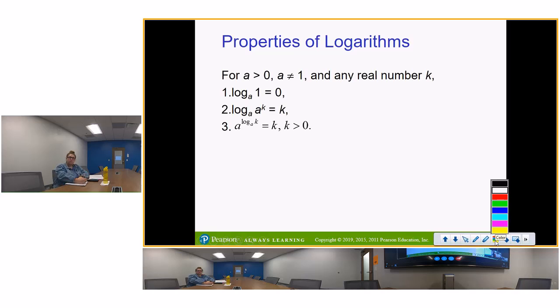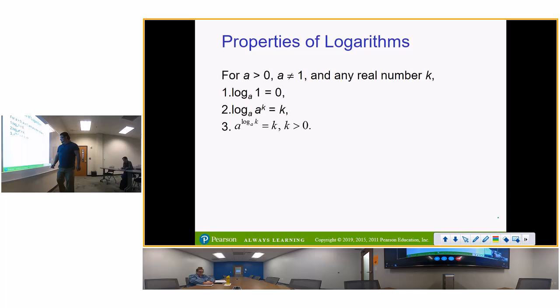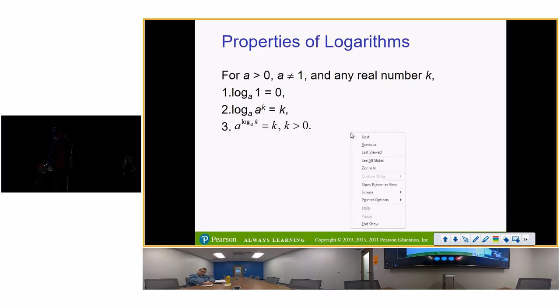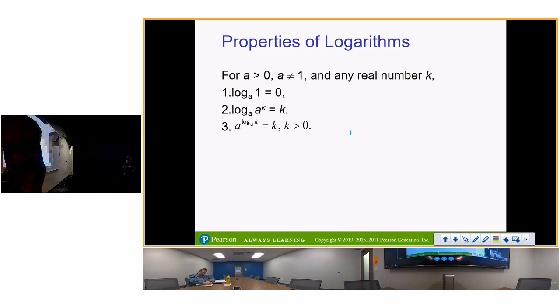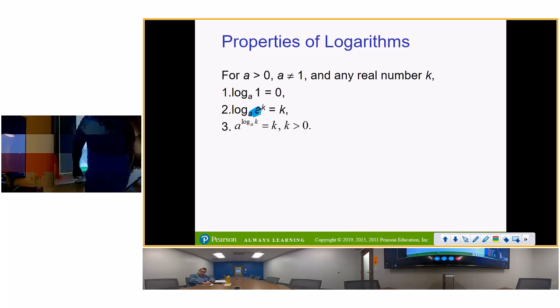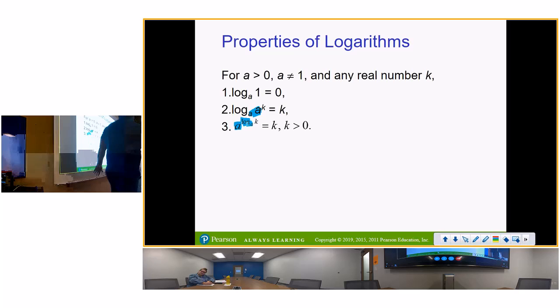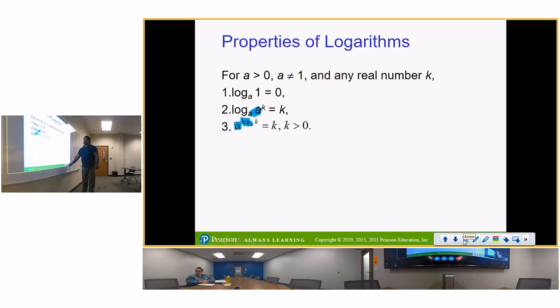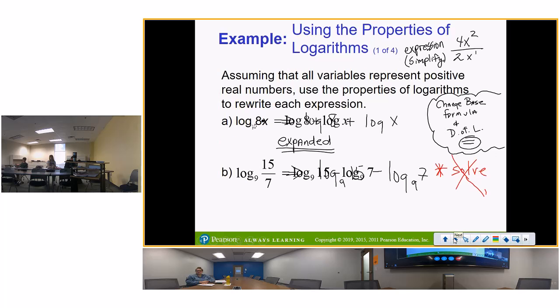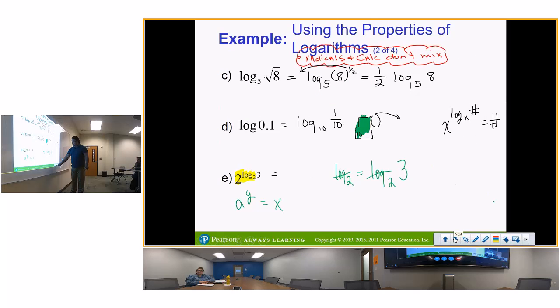And here's the 2 we just went over. What happens when the base and that number are the same? It's the exponent. What happens if the base and the log base is the same? It's the exponent. Of course, k cannot be negative. Okay, so with that being said, there's those.